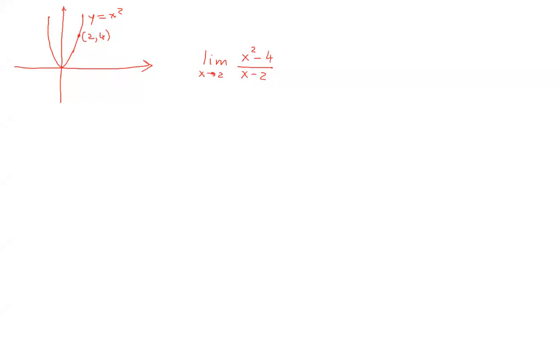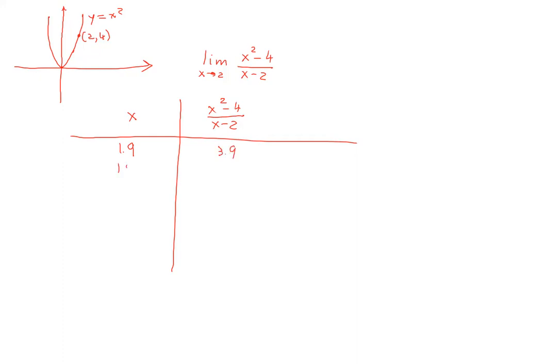Because if we plug in, we get 0 over 0. So the intuitive approach to limits tells us that what we need to do is start plugging numbers very, very close to 2 and see what we're getting this way. So for example, if we plug in x equals 1.9, then we will realize that we get 3.9. If we plug in 1.99, then we will get 3.99.